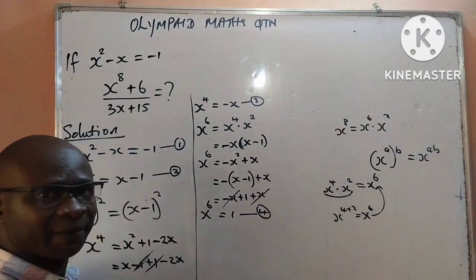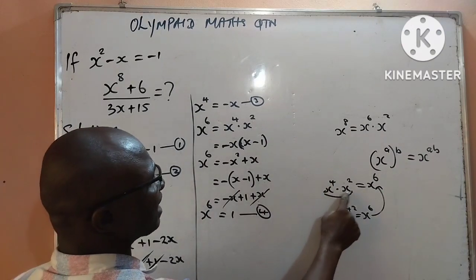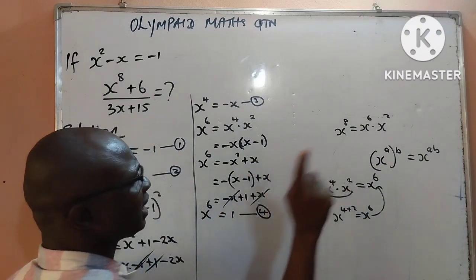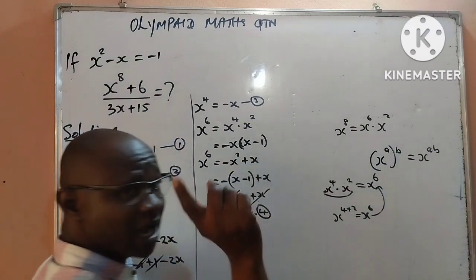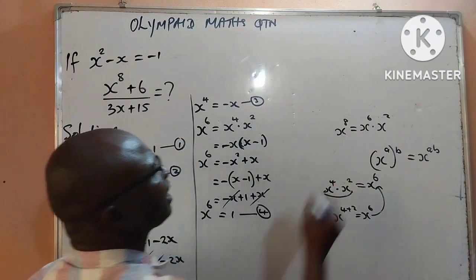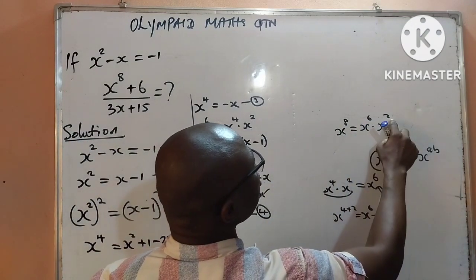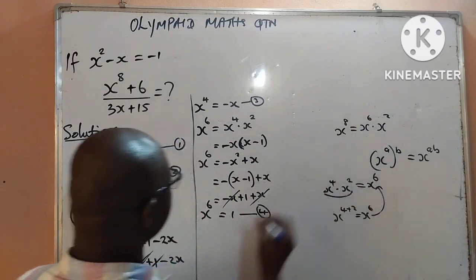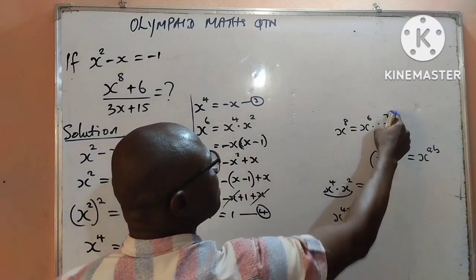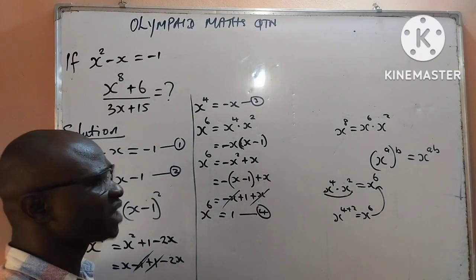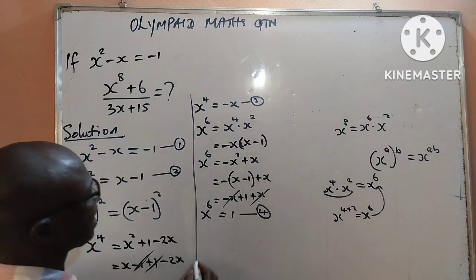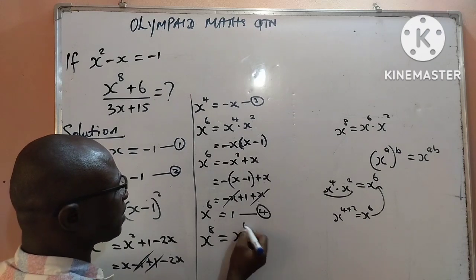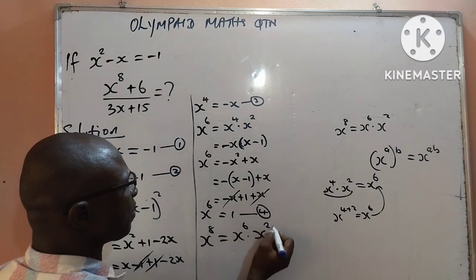And you can see what we did here. That x to the power 4 multiplied by x to the power 2 is simply to add the power since the bases are equal. And that is how we got x to the power 6. Therefore, the same law will apply here. I am going to add this 6 and 2 to get 8. Meaning that my x to the power 8 is equal to x to the power 6 multiplied by x to the power 2. And I know my x to the power 6. I also know my x to the power 2. So I can now write x to the power 8 is equal to x to the power 6 multiplied by x to the power 2.